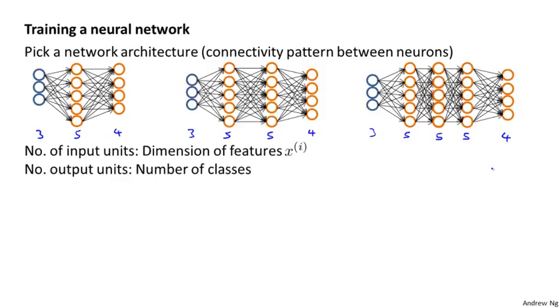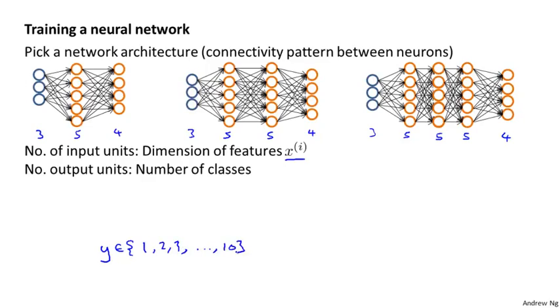Well, first, the number of input units, that's pretty well defined. Once you've decided on a fixed set of features x, the number of input units will just be the dimension of your features x^(i), determined by that. And if you're doing multi-class classification, the number of output units will be determined by the number of classes in your classification problem.